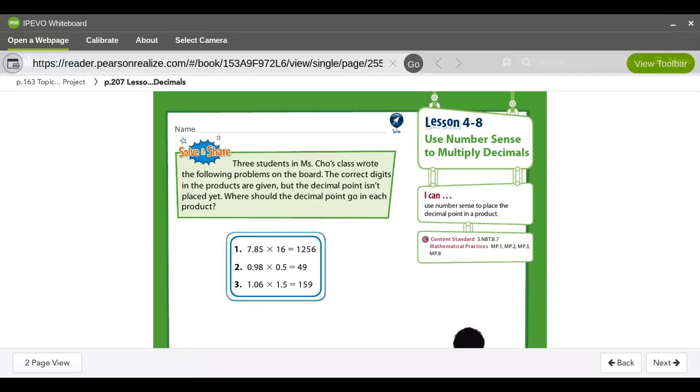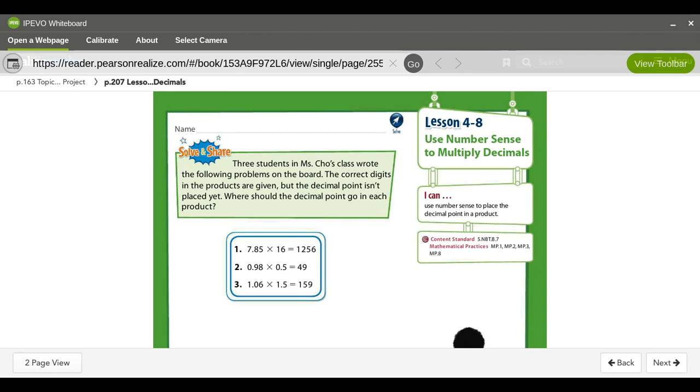So we're going to continue to look at different strategies to help us multiply decimals. And today really is going to be about helping to determine where to place the decimal. So your learning target for today is: I can determine where to place the decimal point in a product by using number sense and place value patterns.